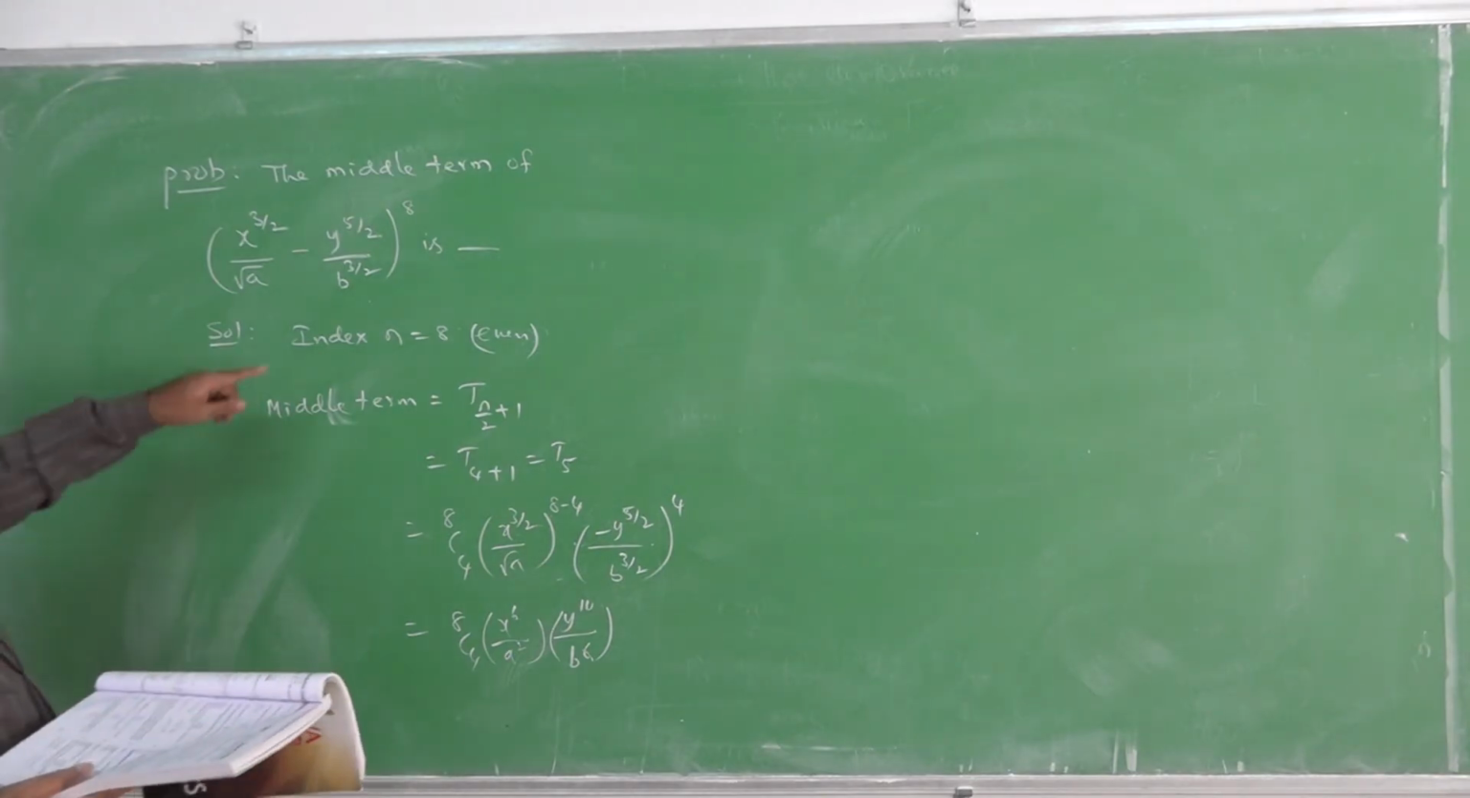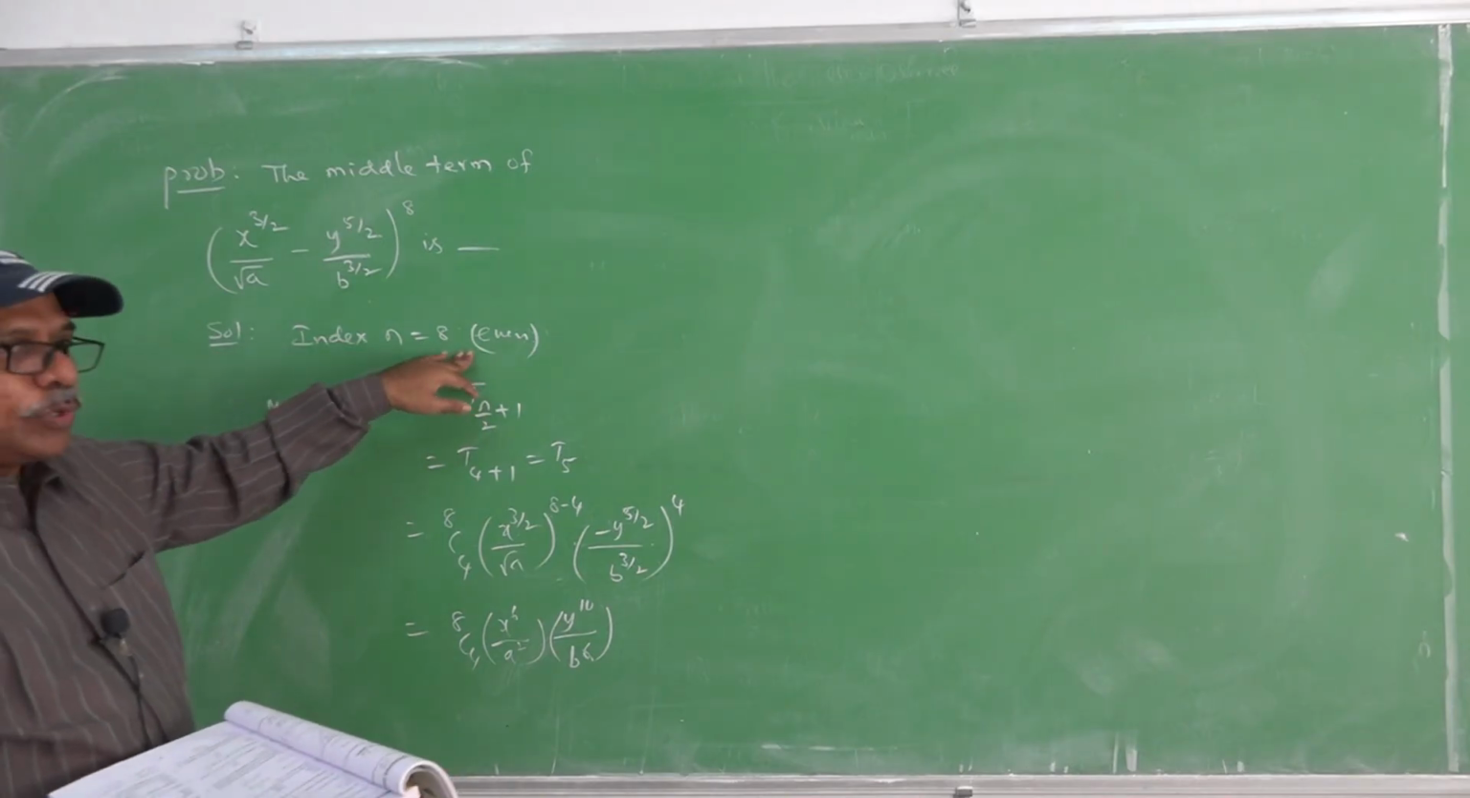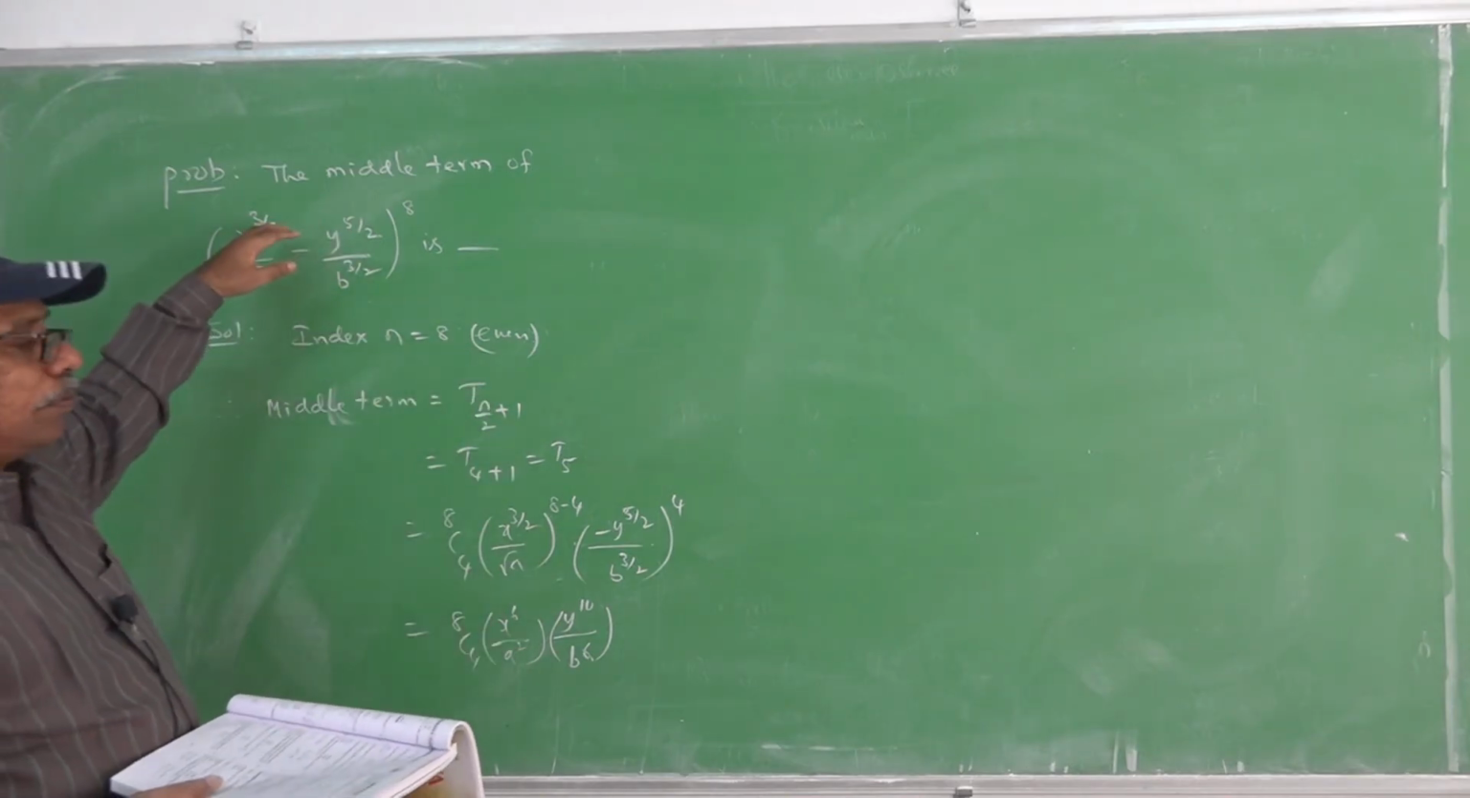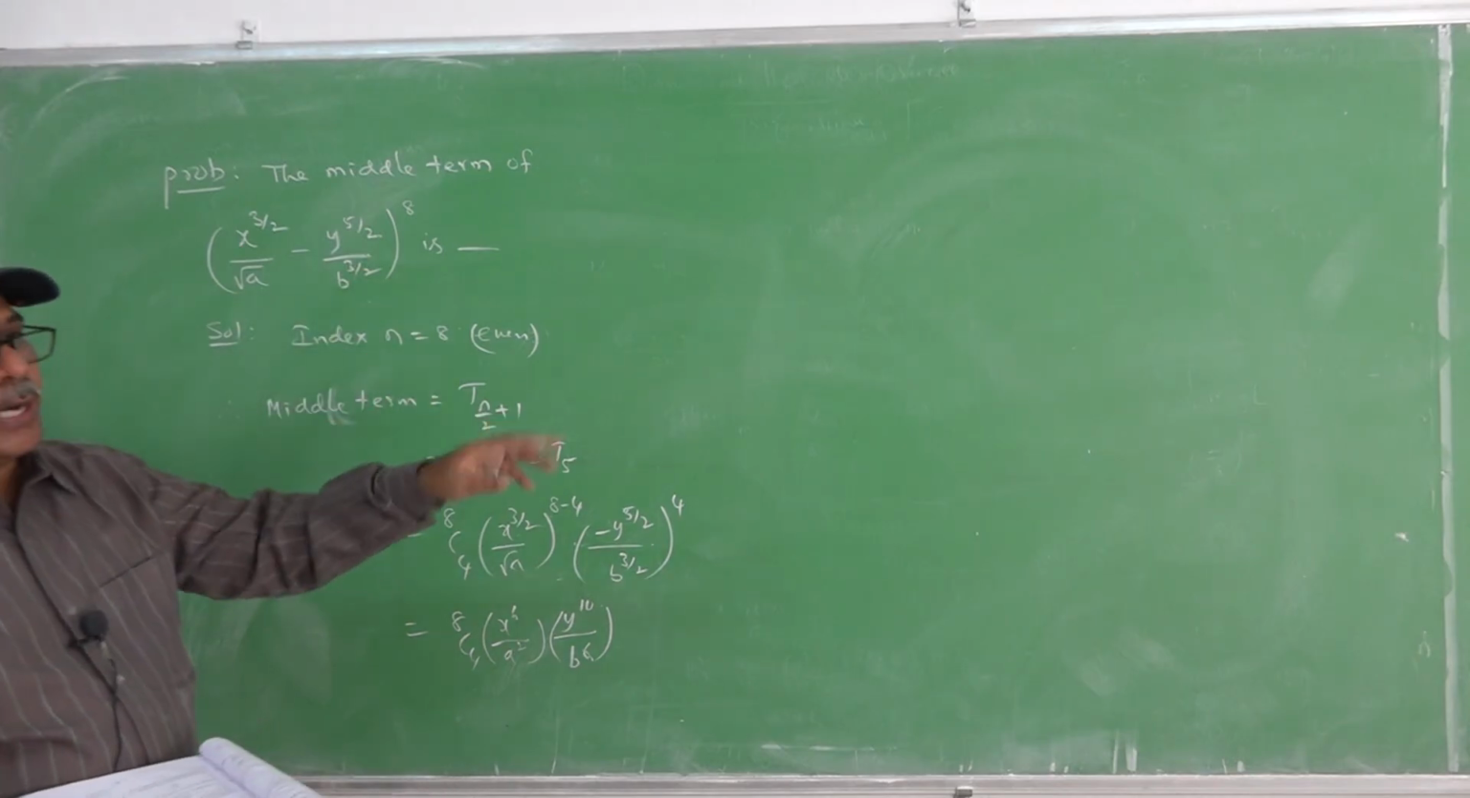Like that, based on the index, once the index is even, we have only one middle term. Once the index is odd, we have two middle terms.